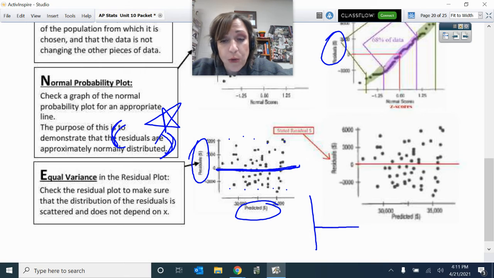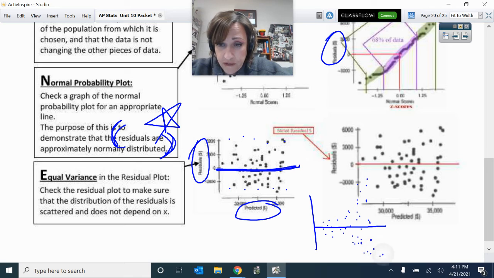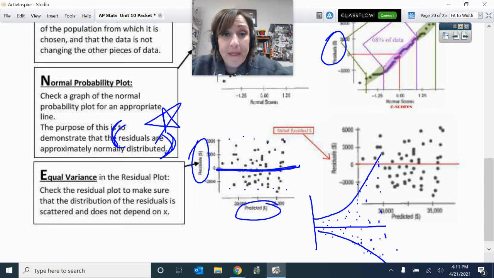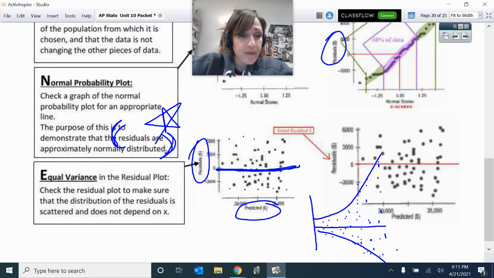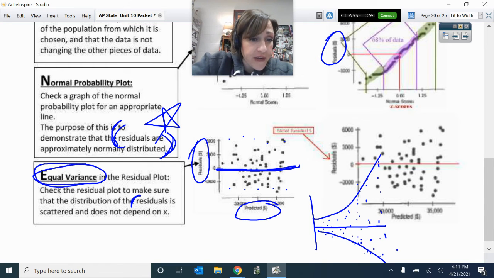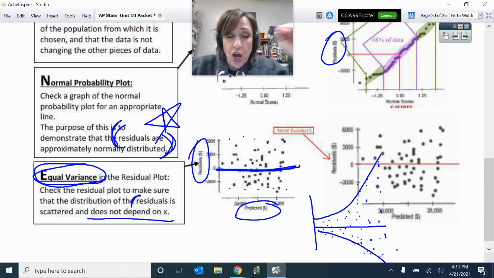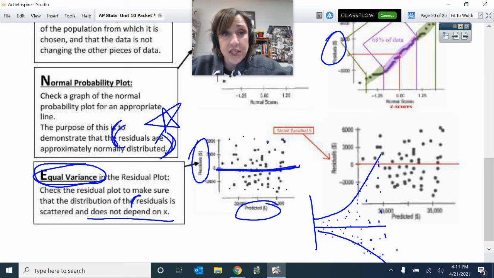This would not show equal variance. If we started out close to the line, but as we got farther along in the x direction, so we got farther away, our data fanned out. That is not equally varied residuals. Okay, so we're going to check and see that the residuals are equally varied, and do not depend on x. They're not changing based on their location in the domain.